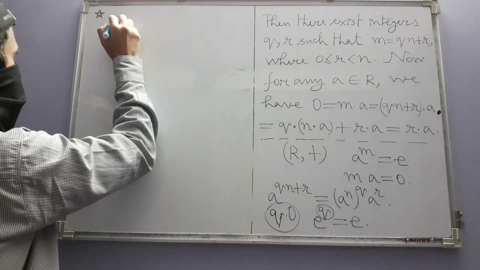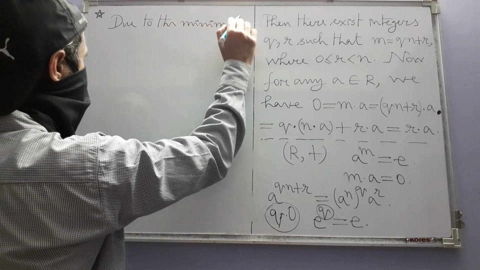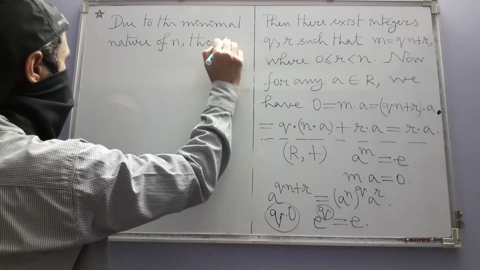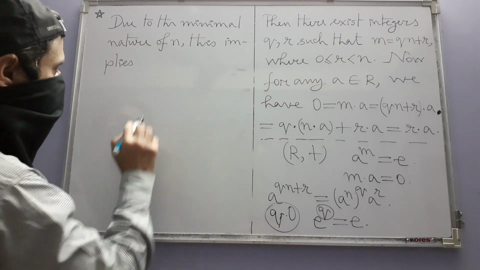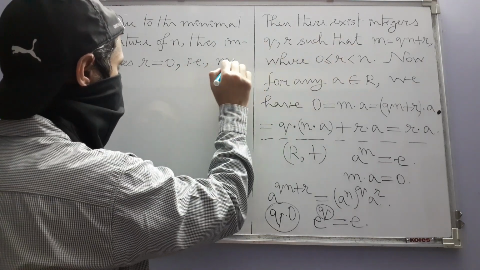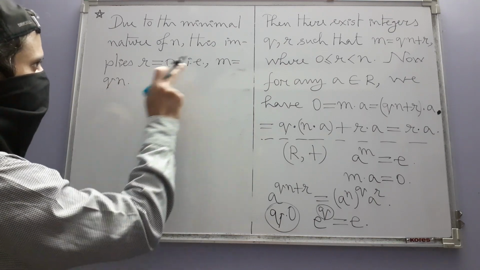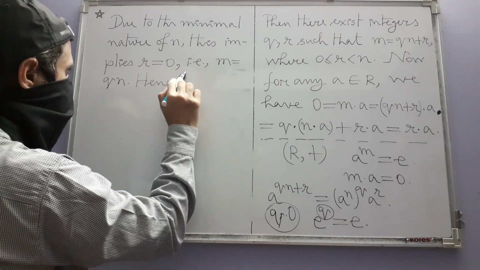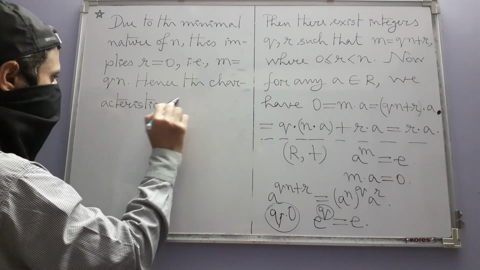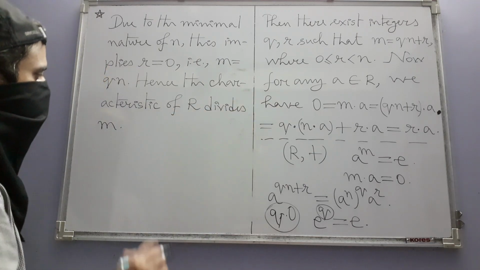And we can write like this: due to the minimal nature of n, this implies that r is equal to 0, i.e. m is equal to qn, and that's it. That is why the characteristic of R, which is n, divides m, the number of elements in the ring, if the ring is finite.